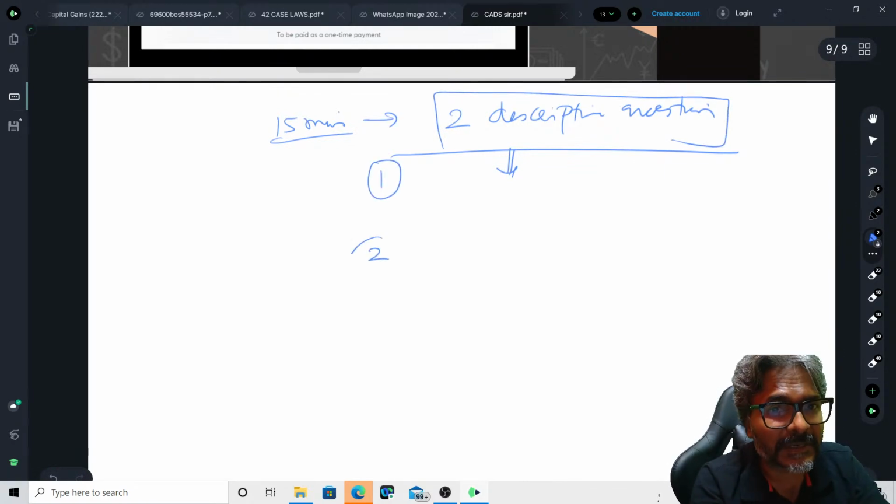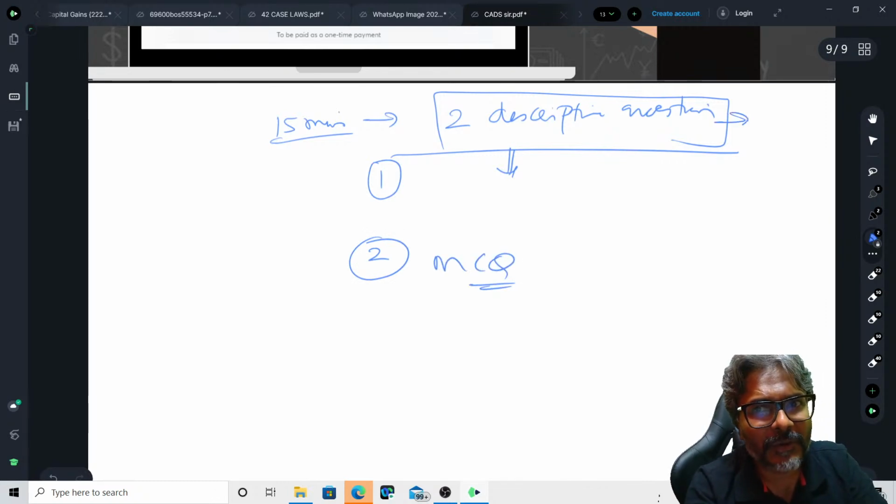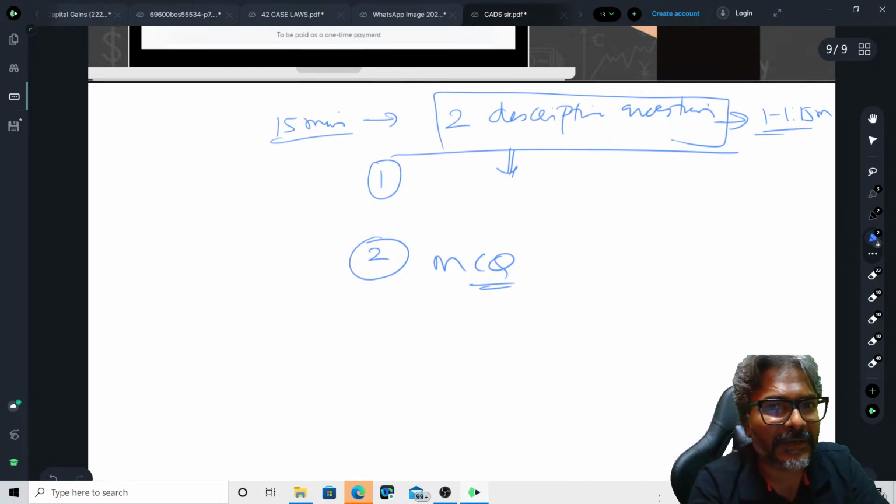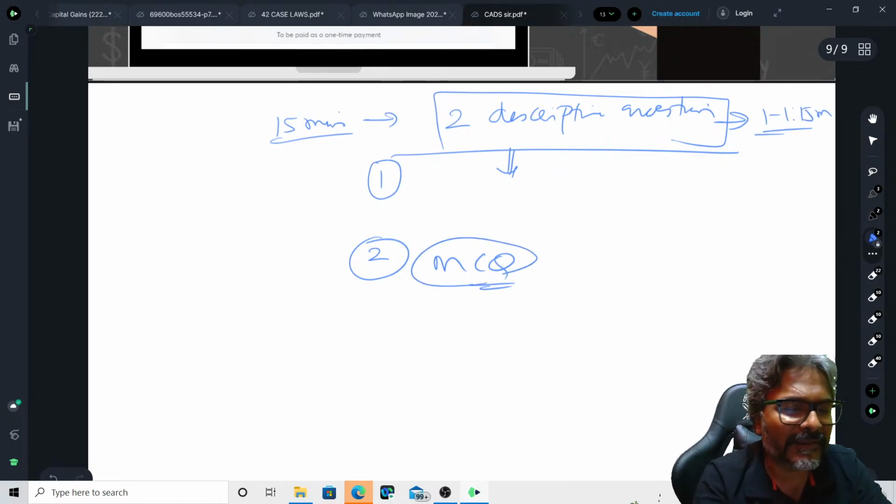Thereafter, once that has been done, then the second would be the MCQ. So you have to target 1 hour to 1 hour 15 minutes. This has to get over. That MCQ, you will always have the speed.